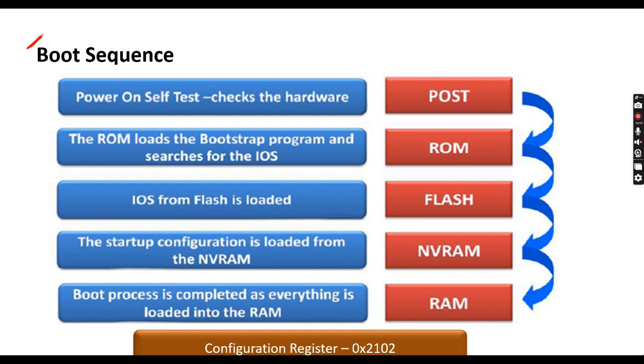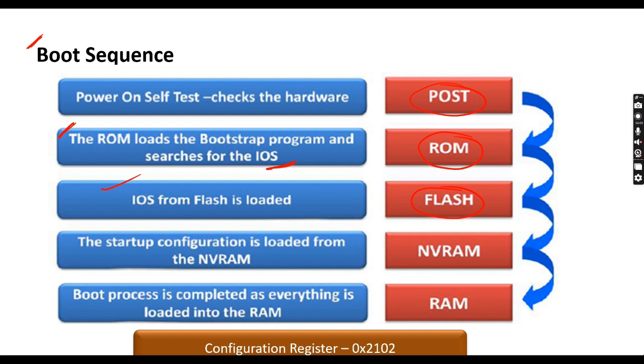Just like PCs or mobile devices, routers also have a boot sequence. The moment you switch on the power, your router will go for POST first, the power-on self test. It checks whether all the hardware is operating well. If yes, it goes to the second step, which is ROM. From the ROM, it loads the bootstrap program, which searches for the operating system and loads it from the flash memory.